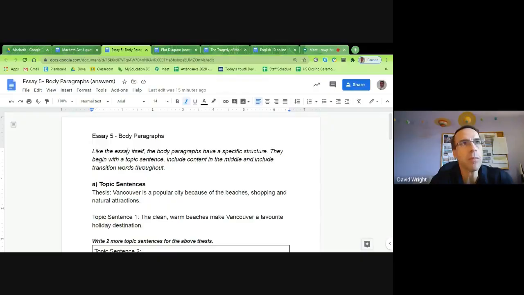We've finally moved out of the introduction and we're moving into the body of the essay. We'll be focusing on the 3-point essay, so that means there'd be 3 body paragraphs. So we're going to be talking about the structure of those body paragraphs.